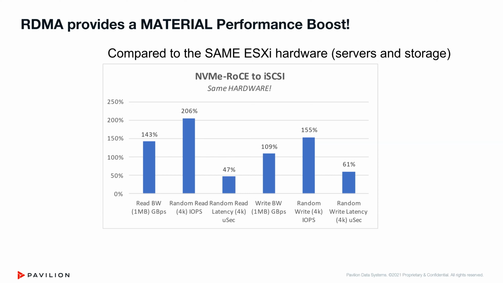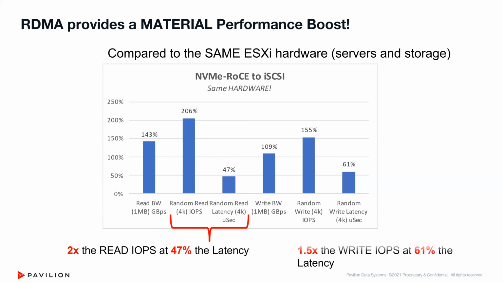So David, why don't we look at reads and read latency? Go ahead and click that. 2x read IOPS at 47% of the latency. So latency, concurrency, they matter. Let's look at the next metric.